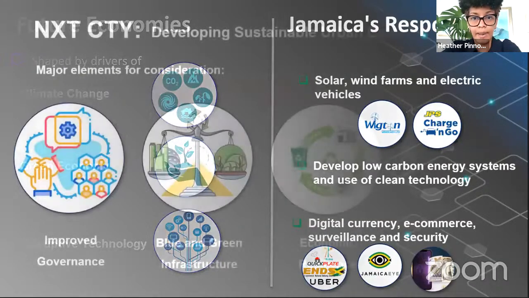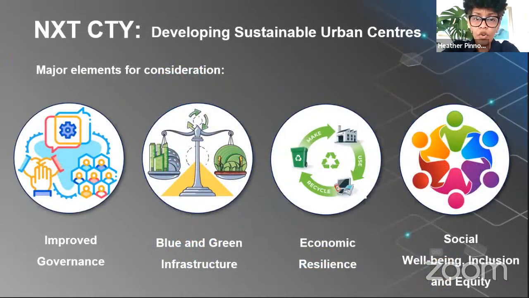So overall, let's talk about the major elements for consideration that we are looking at in planning out the future spaces, the future urban development of Jamaica. We want better governance. We'll be working towards that, looking at options for blue and green infrastructure, economic resilience, as well as physical resilience, and social well-being, inclusion, and equity.